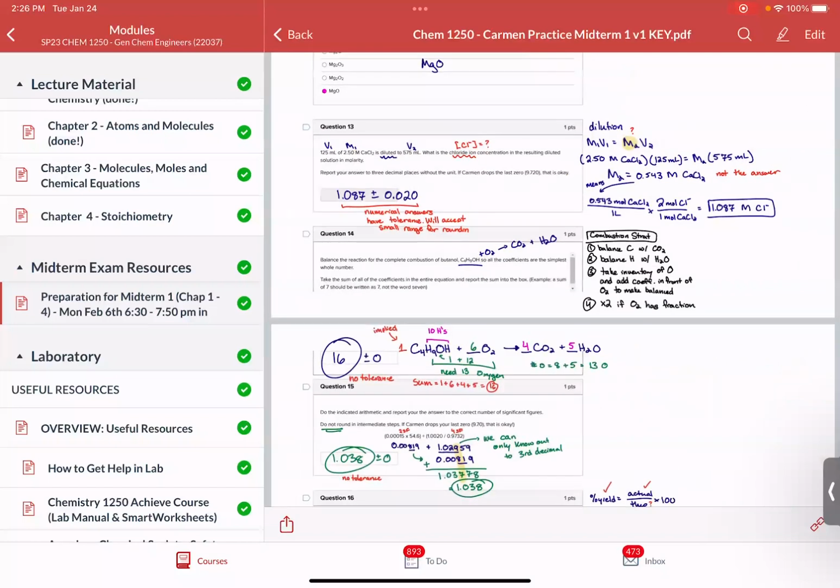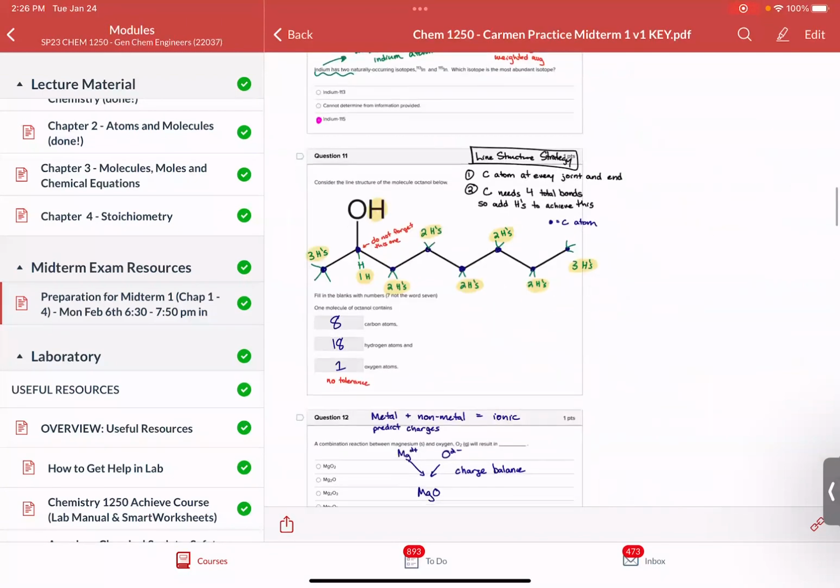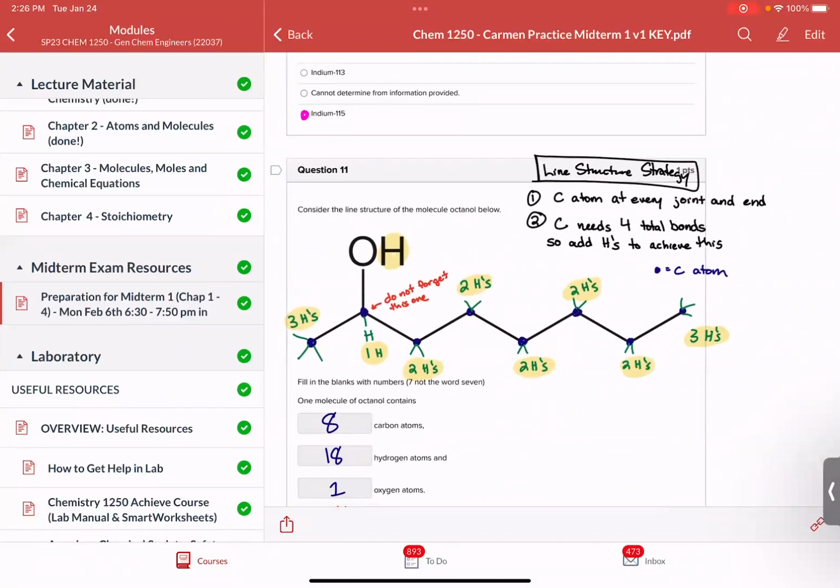Everything is worth 1 point each question. There is partial credit for multi-part questions, and I can't really find it here, this one. So in this question, question 11, see how there are 3 blanks. You could possibly get partial credit if you got the number of carbons right, and the hydrogen and oxygen wrong. You can get partial credit for those multi-part questions.